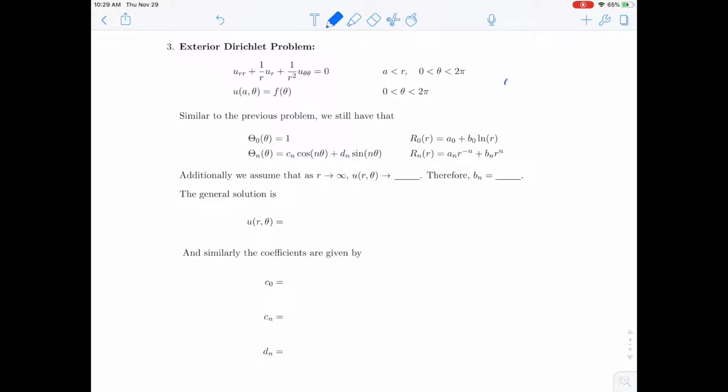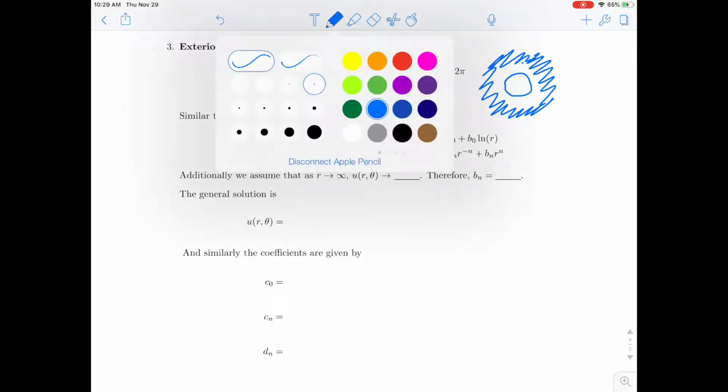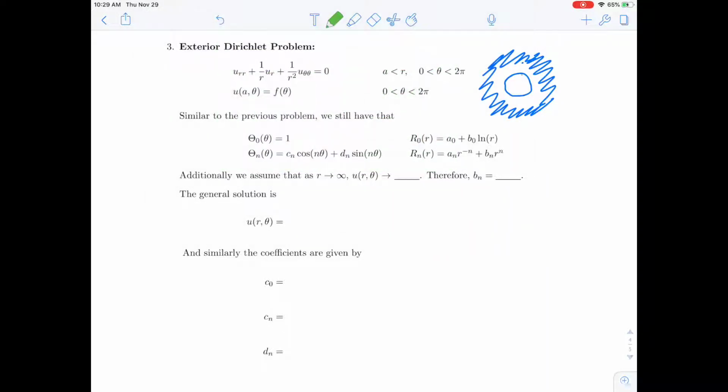So we're going to look at, imagine that we have a circle here, and what we're interested in is what is the value of u outside of this circle. Okay, so that circle, I'm going to give a radius a, and we're going to specify the value of f of theta around that circle, and then what I'm really interested in is going to be the value of u, for radii outside of that blue circle of radius a.